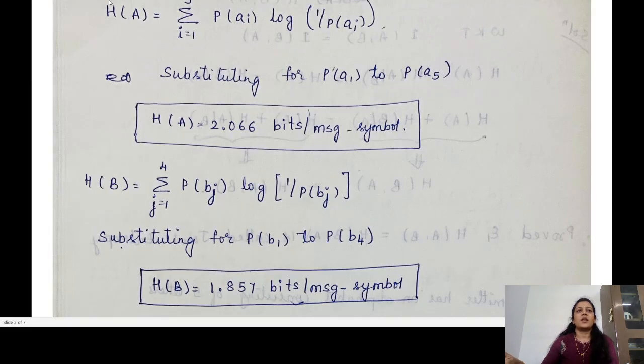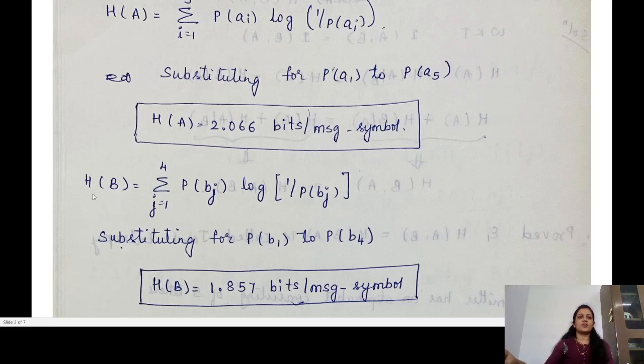Now, let us calculate the priori entropy H of A. We already know the expression for priori entropy. We have 5 input symbols here, therefore i varies between 1 to 5. We know P of A1, P of A2, P of A3, P of A4 and P of A5. Just substitute those probability values and you will get the value of H of A.